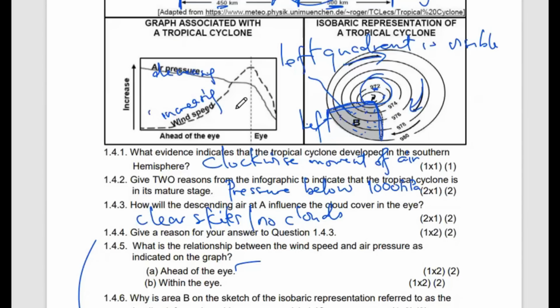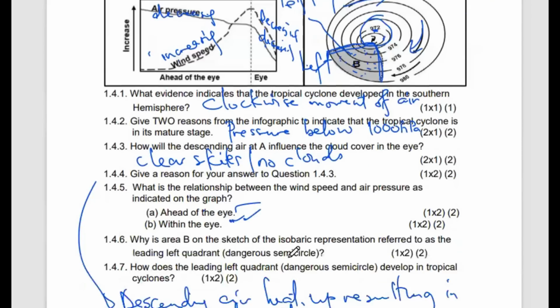And within the eye here, what is happening within the eye? We are now in the center of the system. If we check the two illustrations, what is happening to wind speed? Wind speed, you are seeing it's decreasing. And air pressure is decreasing again. So ahead of the eye, wind speed increases and air pressure decreases. Within the eye, both of them are decreasing. Wind speed is decreasing, and at the same time, air pressure is decreasing. That is what happens within the eye. Right, let's move on to the next question.